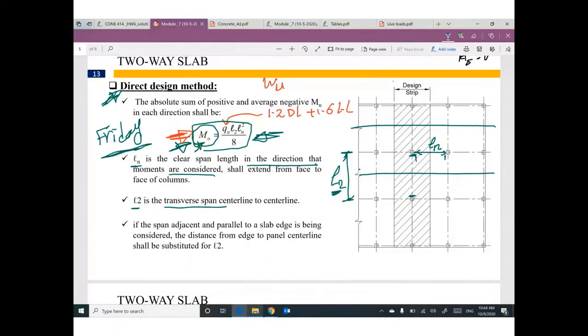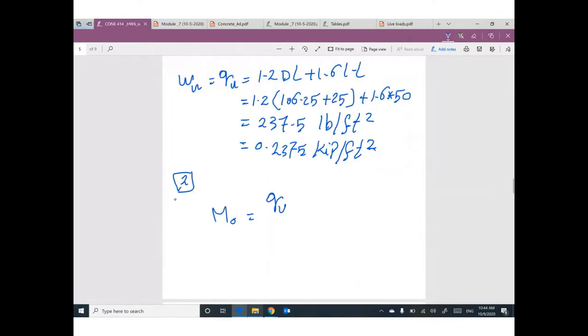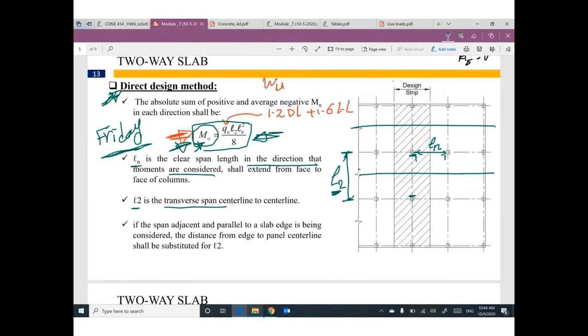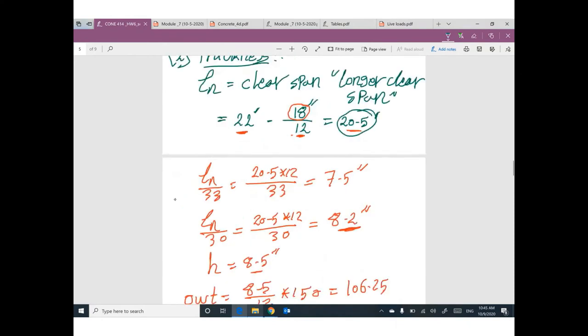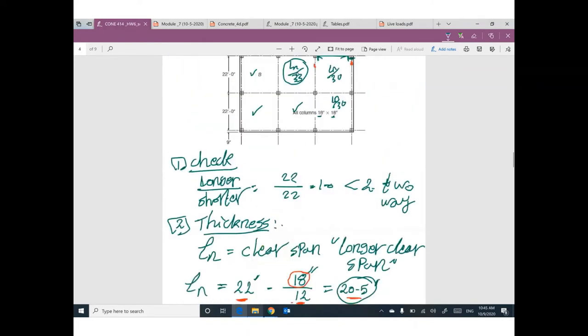M naught equals Q ultimate L2 Ln squared divided by 8. What is the value of Q ultimate? It's the same value as W ultimate, just symbols, just names, labels. L2 and Ln: Ln is 20.5. L2 will be the total distance, 22.